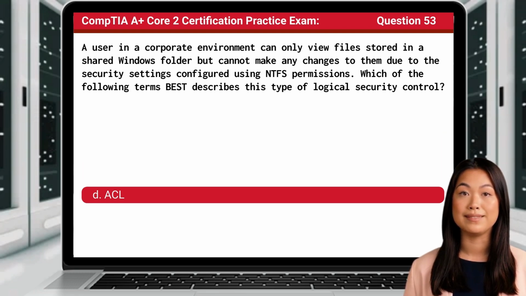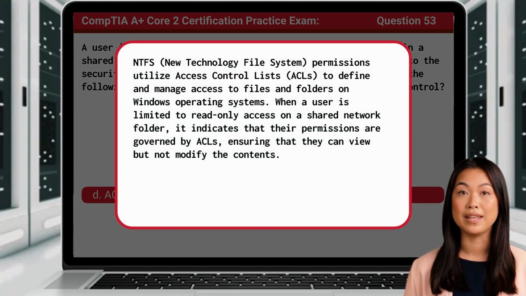The answer is D. ACL. NTFS permissions utilize access control lists, or ACLs, to define and manage access to files and folders on Windows operating systems. When a user is limited to read-only access on a shared network folder, it indicates that their permissions are governed by ACLs, ensuring that they can view but not modify the contents.